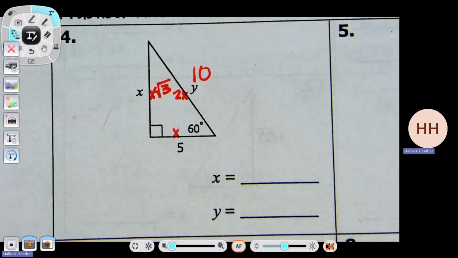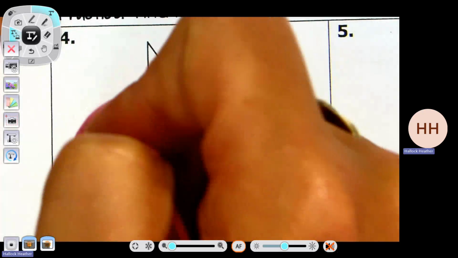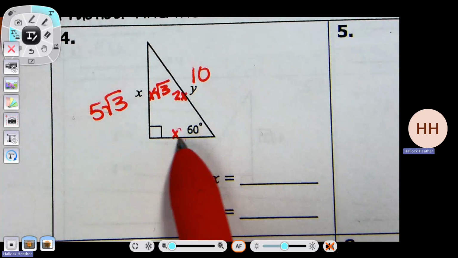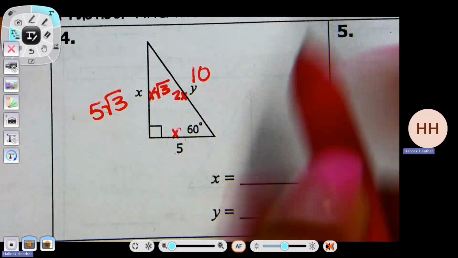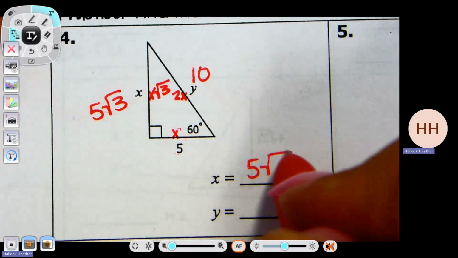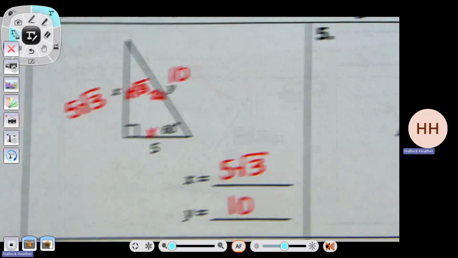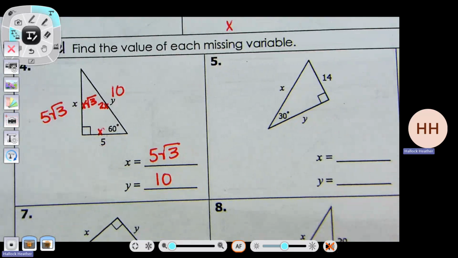Not 10 square root of 3. 5 square roots of 3. Because this is your X, and that's what you're just putting in front of it. So 5 square roots of 3. Your hypotenuse was double, so it's 10. So try number 5. Start by putting your formula inside your triangle. This one's easy. You're not doing any rationalizing denominators. You're just moving the numbers around.